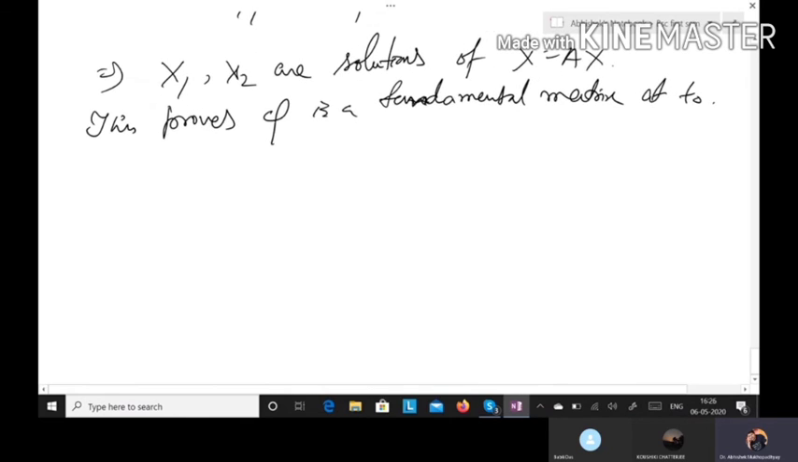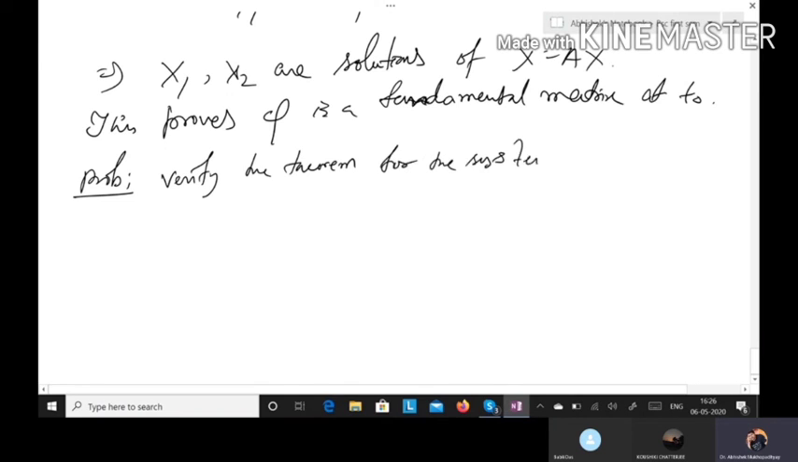Now let us have a look at an example that verifies the theorem for the system x dot equal to Ax, where A is 0, 1, minus 1, minus 2.